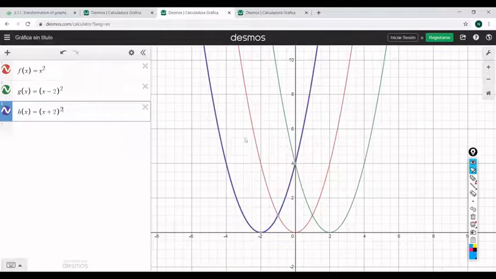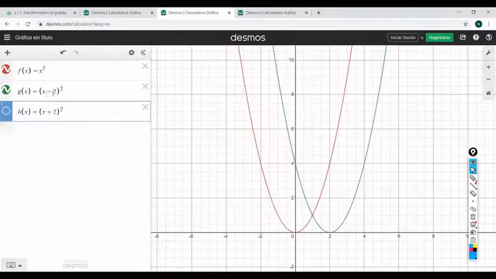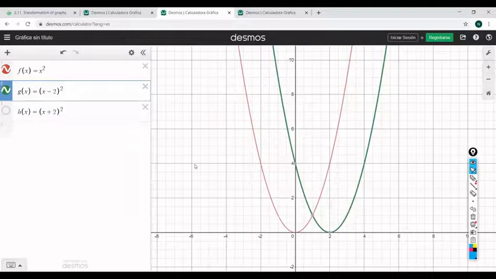Shifting to the left. You see? This is shifting to the left. By adding a constant of 2 units to the x, the graph of the function is being shifted to the left. And by subtracting 2 units from the variable itself, and then raising it to the square, we get this, shifting to the right.